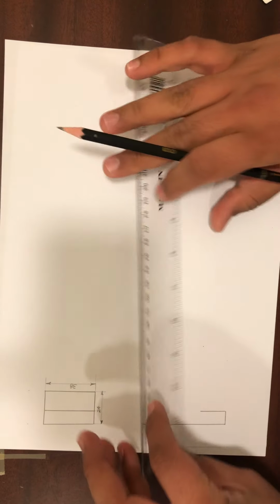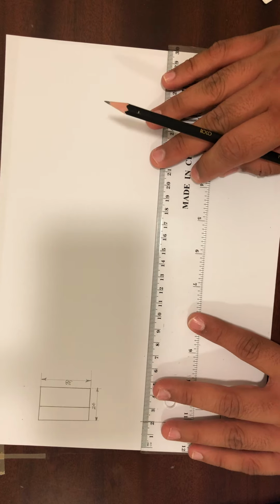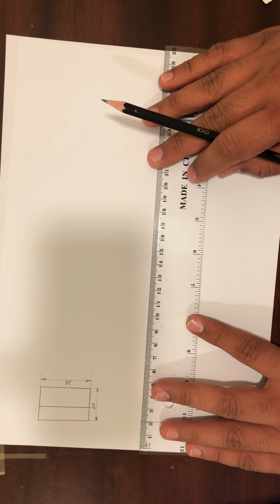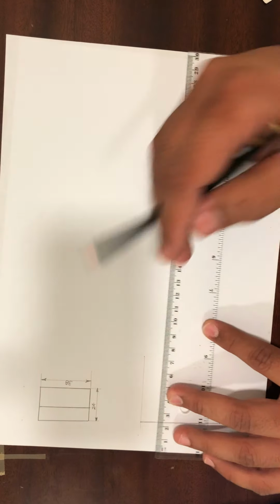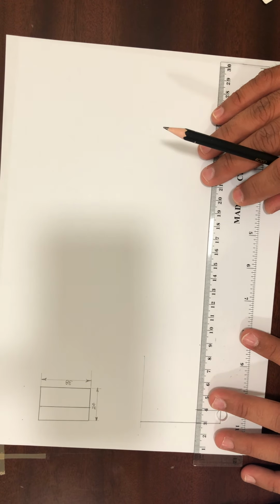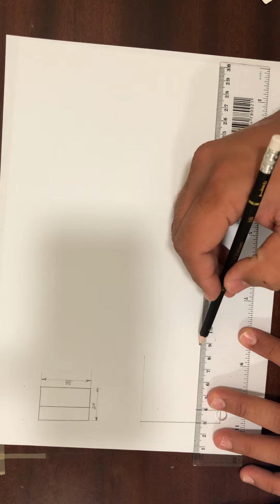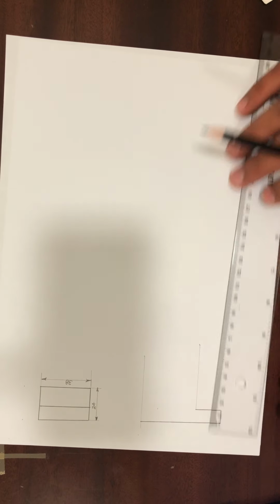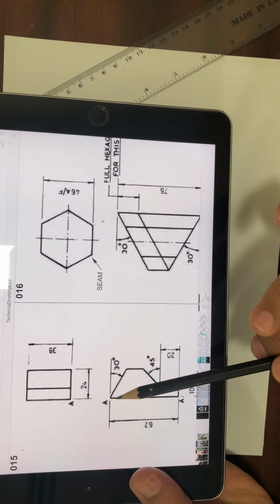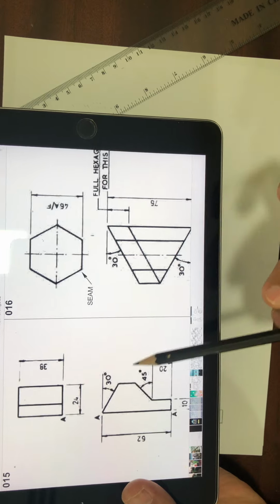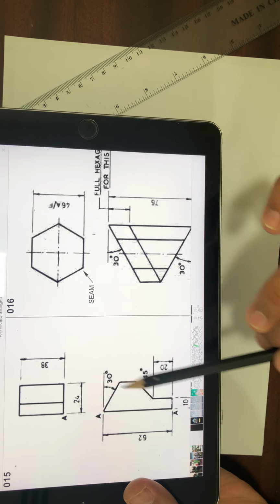So construction lines must be thinner. Okay, draw two lines like this, khafif. This line also khafif. Now after drawing these two lines, this upper part from here, what is the angle? 30 degrees. 30 degrees measuring from here.